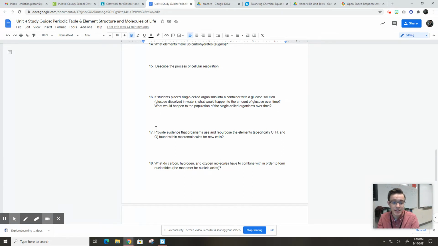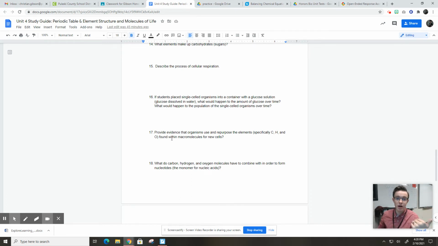Number 17, provide the evidence that organisms use and repurpose elements, specifically carbon, hydrogen, and oxygen, found within macromolecules for new cells. Okay, so I want you to think about this. What are the three most common elements in every macromolecule, which makes up the food that we eat? You've got carbon, hydrogen, and oxygen, CHO. They're in all of them. They're in carbs, lipids, proteins. They're in nucleic acids, but we don't eat those. Well, we technically do, but we don't. We get our nutrients from proteins, lipids, and carbs. And so the dominant elements in those, the most predominant, are carbon, hydrogen, and oxygen.